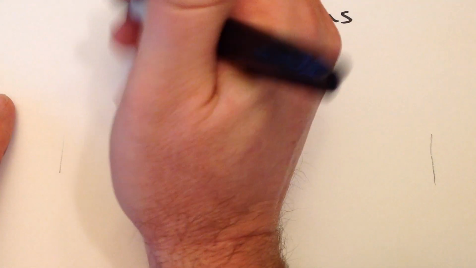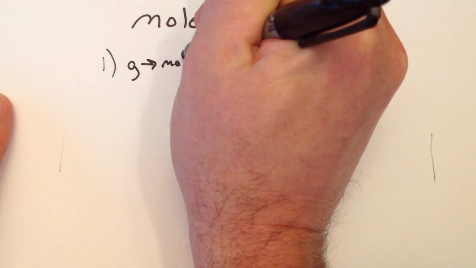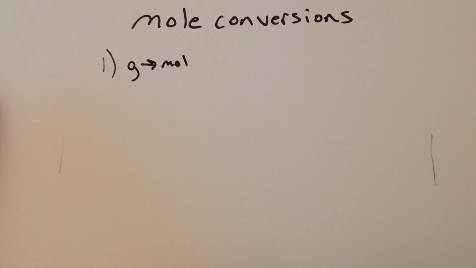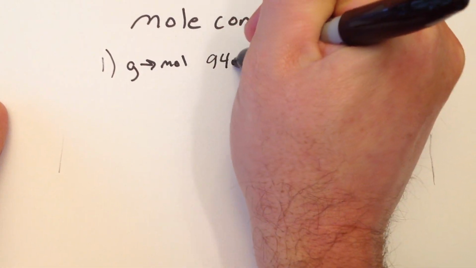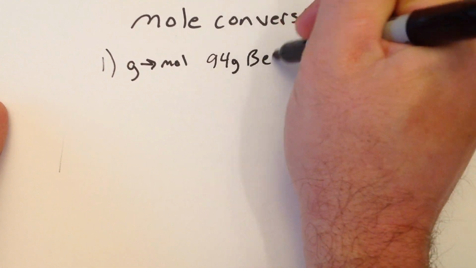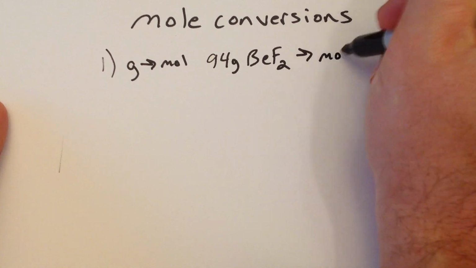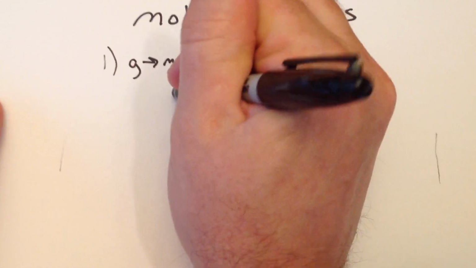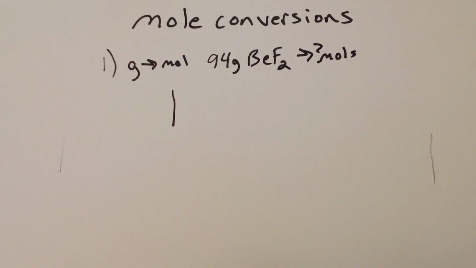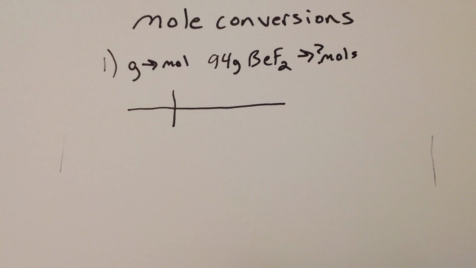The first type we're going to do is called a gram mole conversion. I'm going to abbreviate mole, M-O-L, just leaving off the E. And we're going to start with something like 94 grams of BeF2, beryllium fluoride, and we're going to convert that to question mark moles. So we're going to once again start with our factor label. Do you remember that? We learned that way back earlier in August.